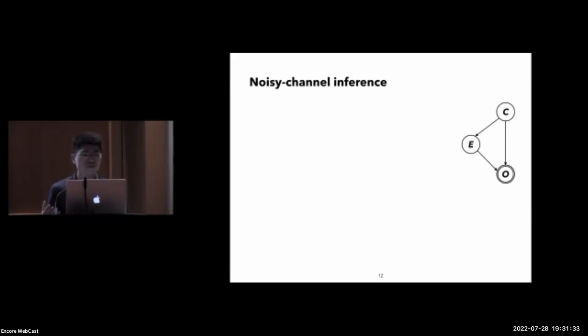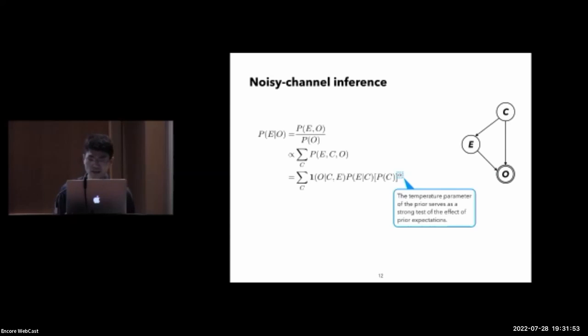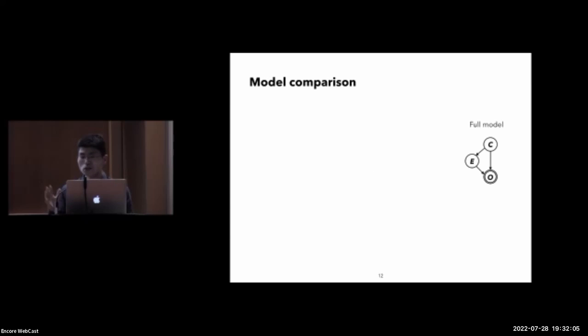Now, the more interesting part is once we have this generative model, we can do inference. What we are interested in is this posterior quantity P of E given O, which is the inferred error type given the observed mismatch, which can be rewritten as proportional to the joint probability by applying Bayes rule. And notice that here we add this temperature parameter as an exponent of the prior components to serve as a strong test of the effects of the prior expectations. We'll revisit this in the results section. Now we've walked through the full model.